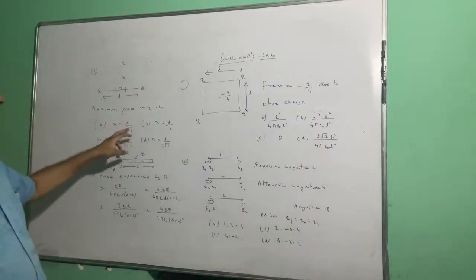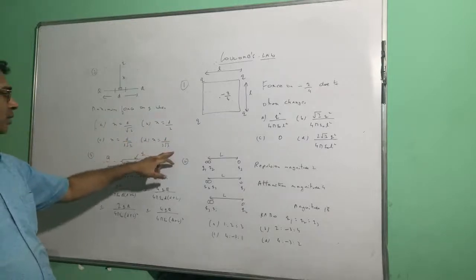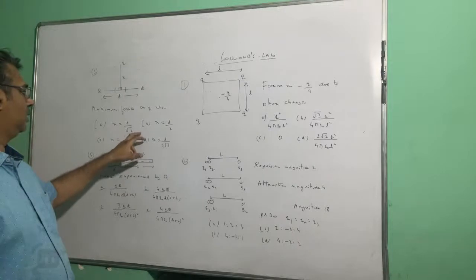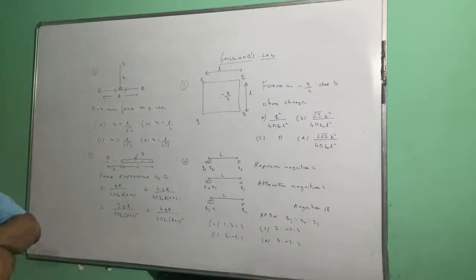Options are x is d by root 2, x is d by 2, x is d by 2 root 2, x is d by 2 root 3. So these are the four options. So the force on small q will be maximum when x is d by root 2, x is d by 2, x is d by 2 root 2, x is d by 2 root 3. So these are the options for question number 3.